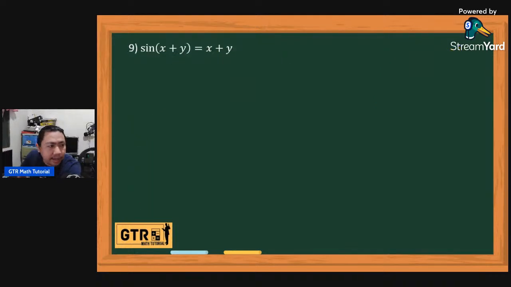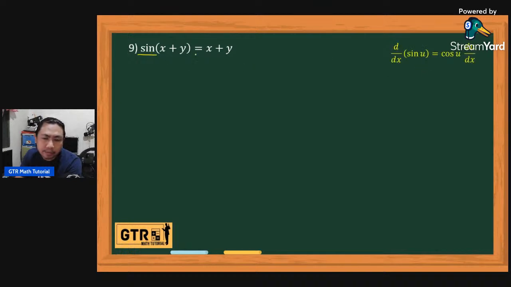Okay, so number 9, we have sine of x plus y equals x plus y. So we will use implicit differentiation for number 9. Since we have x plus y as the angle of sine, and we also have x plus y here, the derivative of sine is cosine.